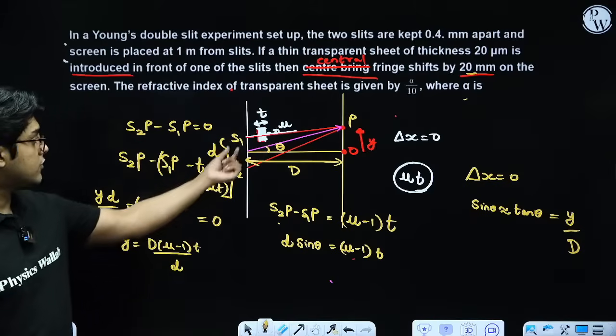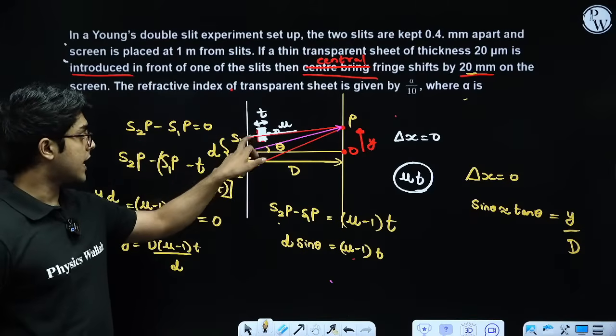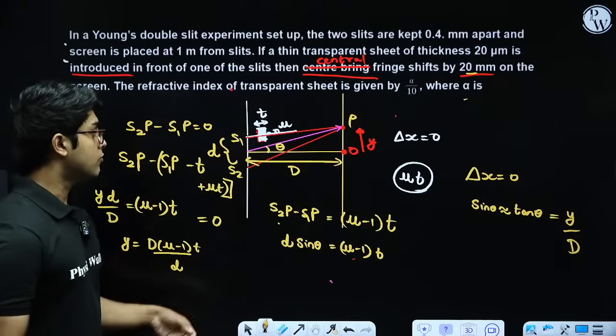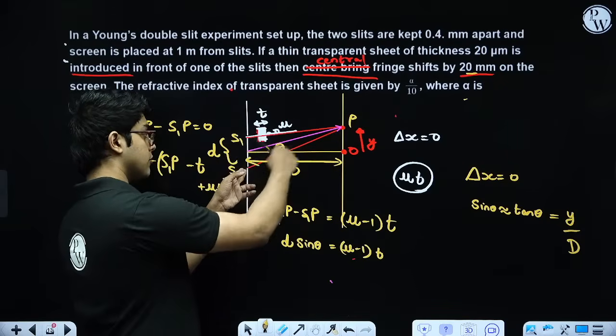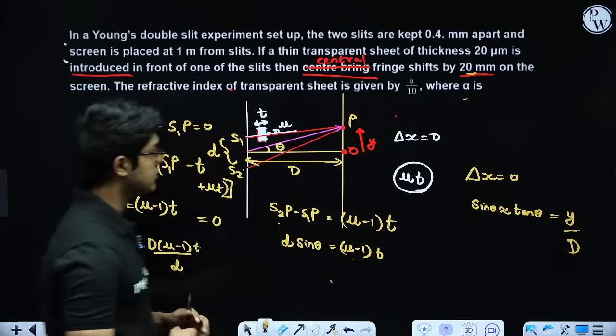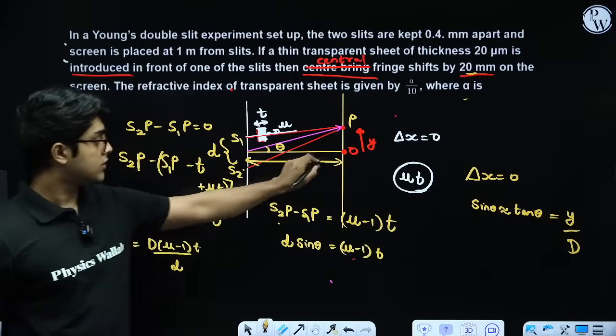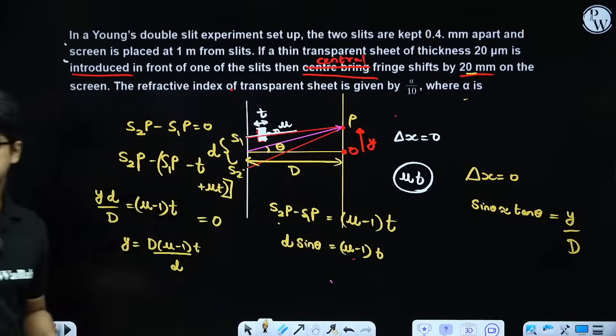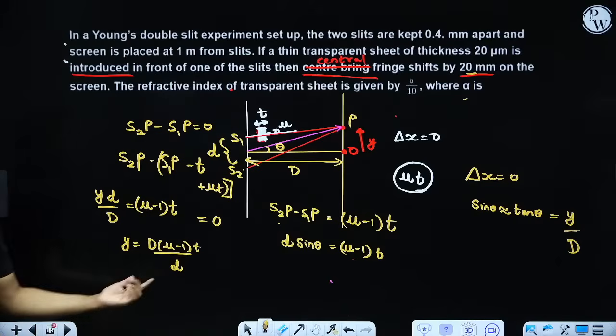Alright, so because of the introduction of the slab, it introduced extra path length over here, which is compensated by the second wave by traveling a larger distance. And therefore the central maxima shifts above. So now we can just substitute.